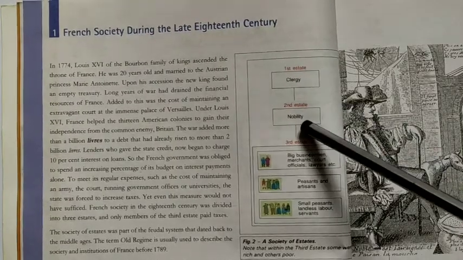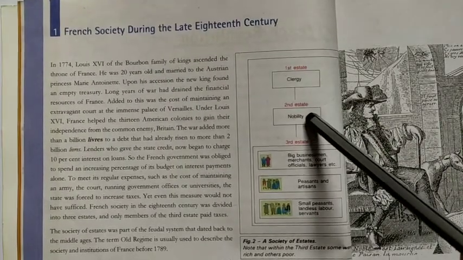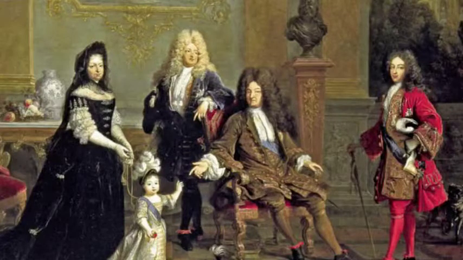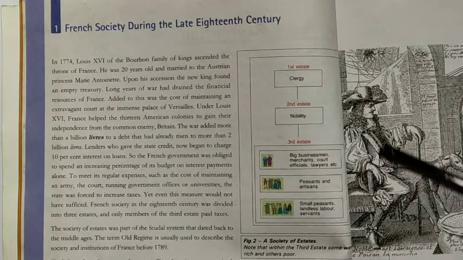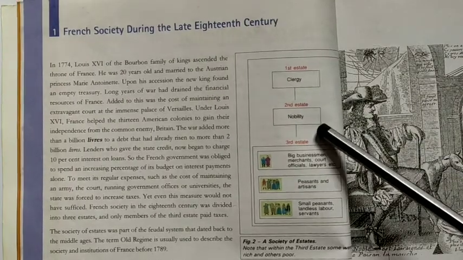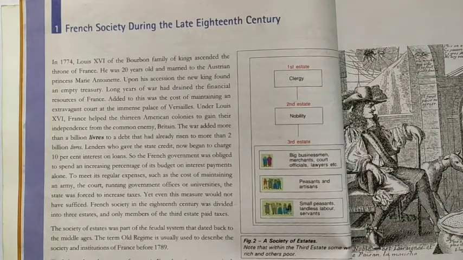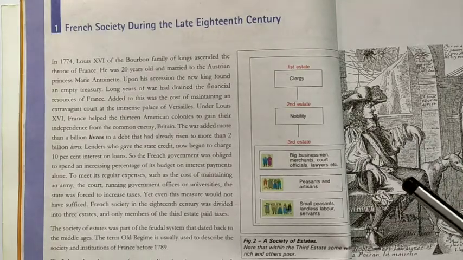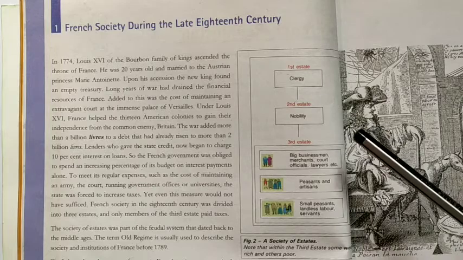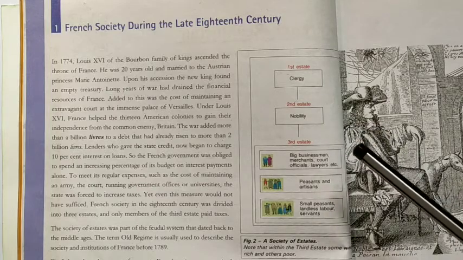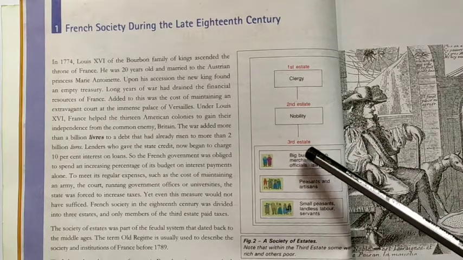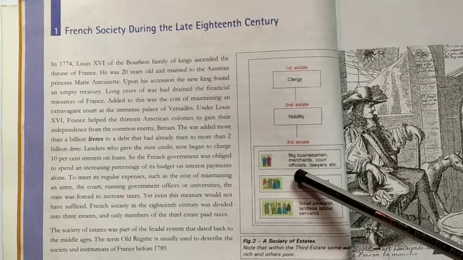And the second estate is the nobility, also known as nobles. They also enjoyed privileges by birth. Both the first estate and the second estate were exempted from paying taxes to the state. They did not pay any tax. Nobles owned 60% of the land as well, whereas the members of the third estate had to pay tax.